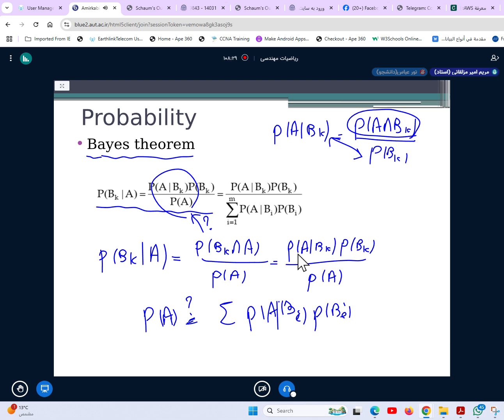Mr. Jabbar asked when we use Bayes theorem. When we have the probability of A conditioned on B, and we want the probability of B given A, it means that we should switch A and B in this conditional probability. We should think of Bayes theorem. Please consider this example.